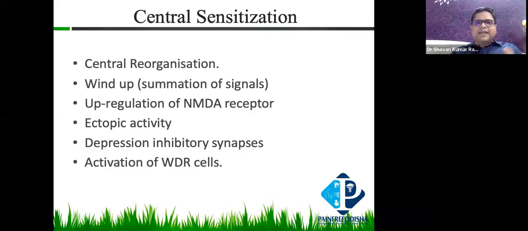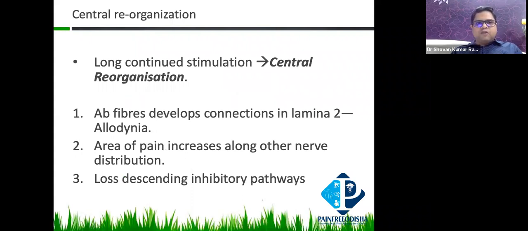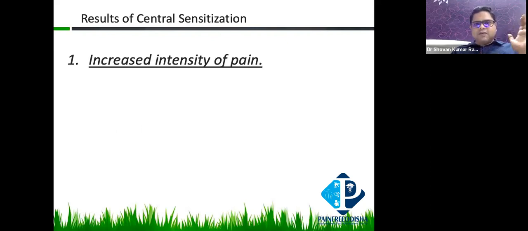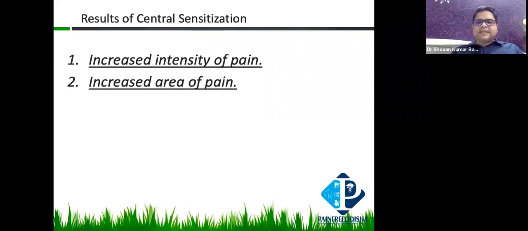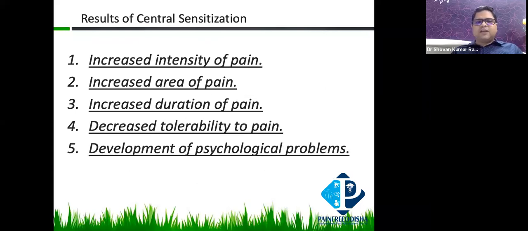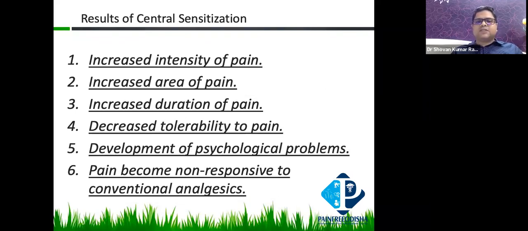So these are the phenomena that occur in central sensitization, that is central reorganization, wind-up phenomenon, upregulation of the NMDA receptors and ectopic activity, depression of the inhibitory synapses and activation of the WDR cells. So we'll not go into the details of this. So what happens with the results of central sensitization that increases the intensity of pain, increases area of pain, increases duration of pain, decreases the tolerability of pain, development of psychological problems, and pain becomes non-responsive to conventional analgesics.